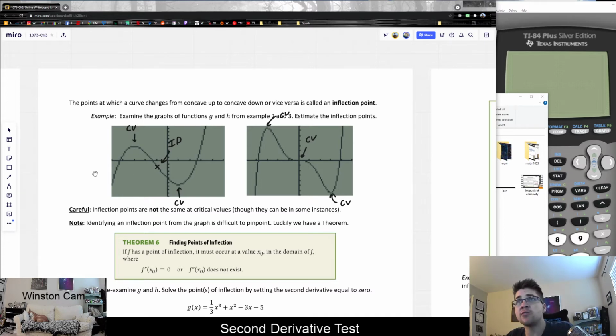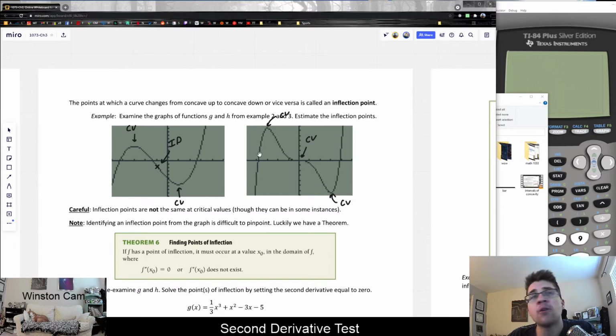Notice at a critical value, you're not actually changing your curvature. You're changing from going up to down. It's sort of like imagining a roller coaster, tops and bottoms, but it's sort of a different idea. Change in directionality. Imagine driving your car. Like here, notice here I'm driving, making a sharp right turn.